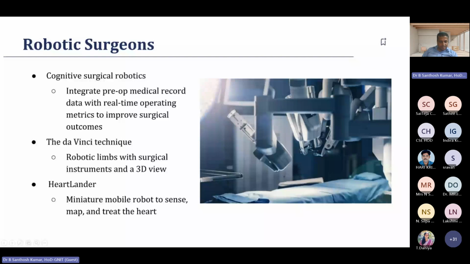So the robot's limbs with surgical instruments and 3D view, because that particular robot has an X-ray sensor, X-ray view, so you can easily measure how much we have to cut. For example, a normal human may cut very deeply, or may cut only slightly, so they do not perfectly remove the entire thing. For example, if they want to do some cancer surgery, they cannot remove the entire thing, but if you involve the robot, it will do the surgery accurately. So a miniature mobile robot to sense, map and treat the heart.